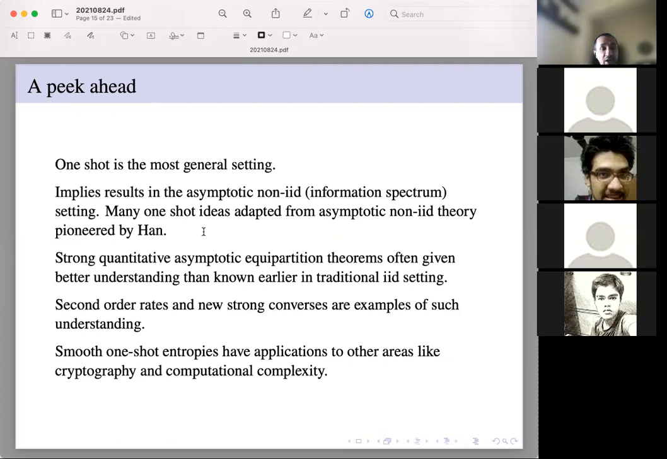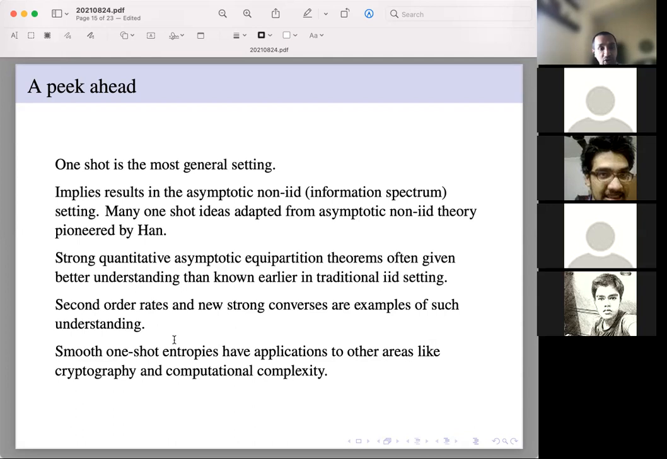Now, the one-shot theory lends itself to strong quantitative versions of asymptotic equipartition theorems. So it often gives better understanding than known earlier in the IID setting. There are second-order rates, which I've shown you, and later on we'll see new strong converses that I can prove. Converses have been known in the IID setting, but strong converse essentially means that if you go above a certain rate, then the error probability approaches 1. A weak converse would be that the error probability cannot approach 0. The strong converse would be 1. So sometimes you have a better understanding via the one-shot ideas.